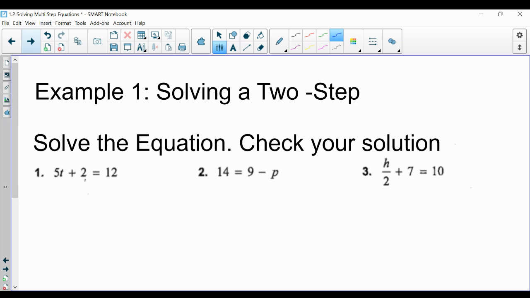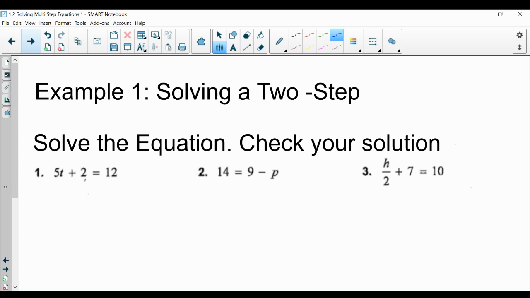So go ahead and write these down. You need to be taking notes right now. Make sure that you write down your learning goal, what you're supposed to learn, just so you can check to make sure you learned it at the end. Our first example here is solving a two-step equation. If you need to pause the video and go back and get that first page, please do that.